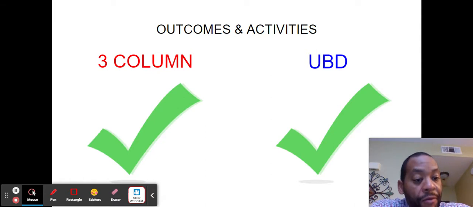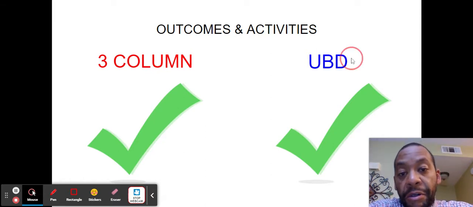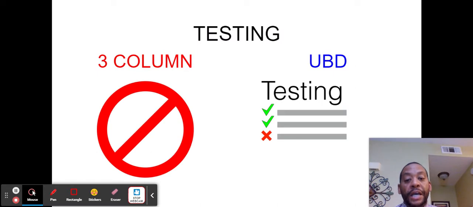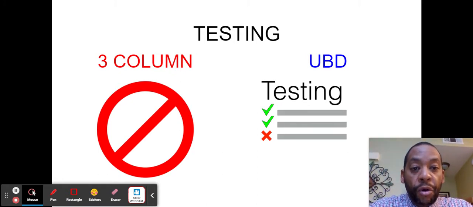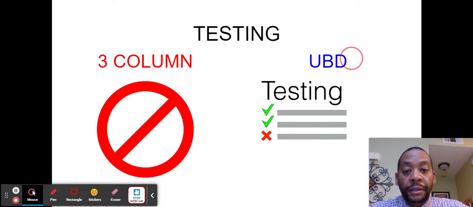All right. This is my reflection. This is what I saw, my experience. Okay. Number two, testing. From the rules that were given to us, the three column chart does not allow for testing in the traditional setting, whereas the UBD does allow for assessment in the traditional setting. All right. So if you are a person who is in favor of assessments, the three column setup is not for you. Okay.